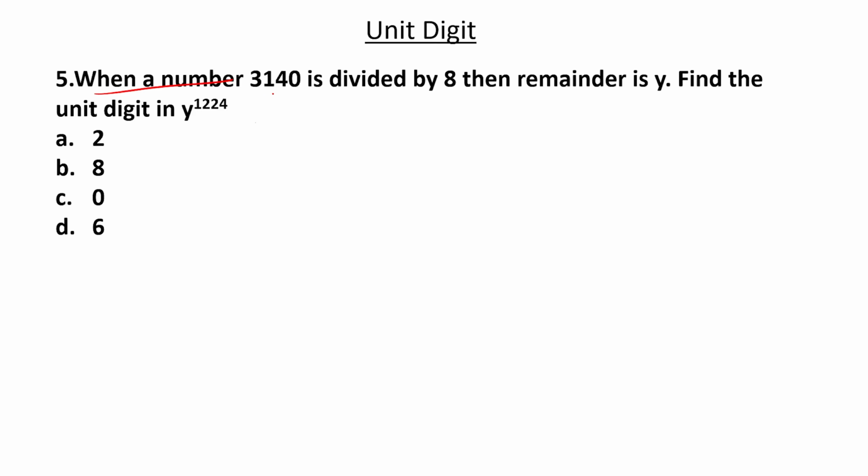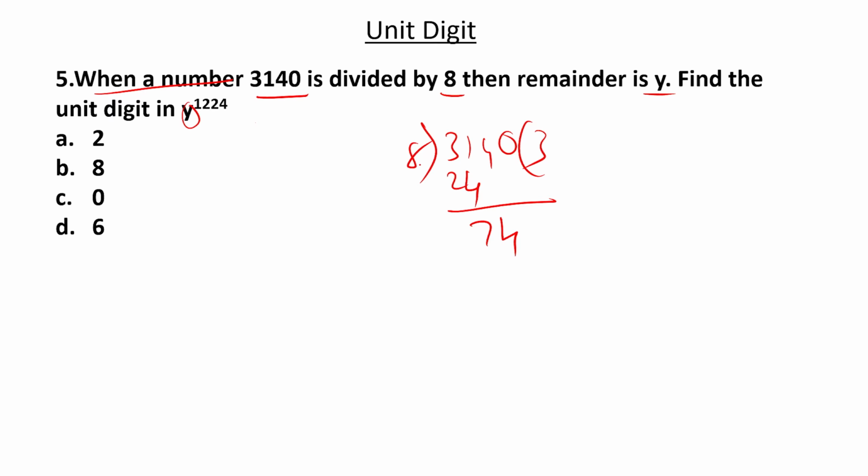A number 3140 is divided by 8. The remainder is y. Whatever remainder we get by solving this sum will be substituted here to get its units place. That's it. There isn't much to it. 8 threes are 24, and so on. 8 nines are 72, 0, 8 twos are 16. We get the value 4.